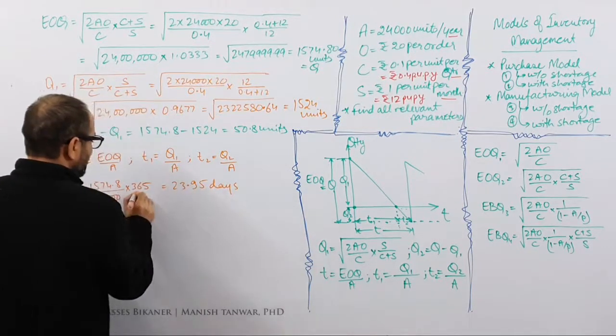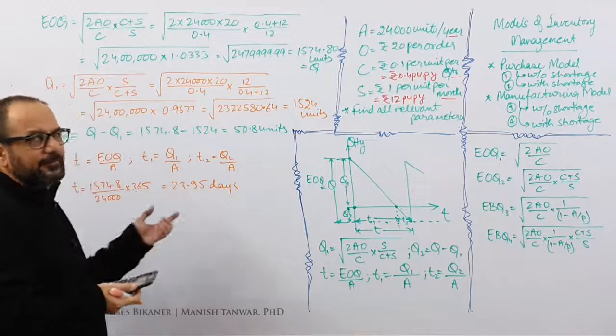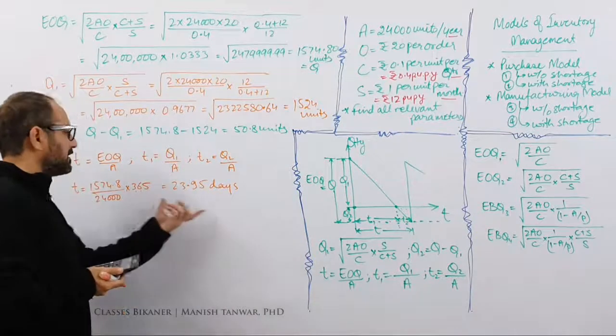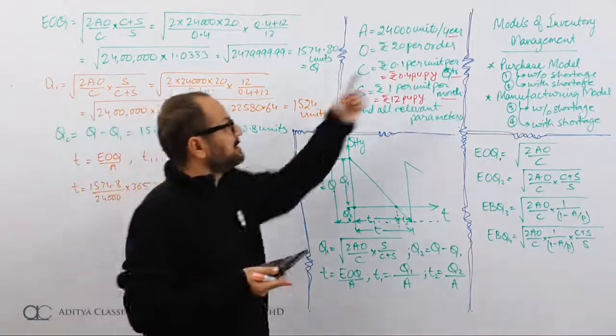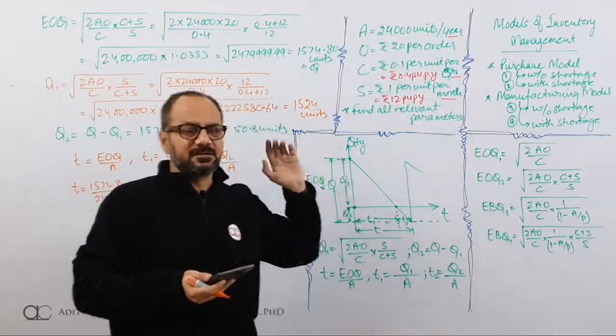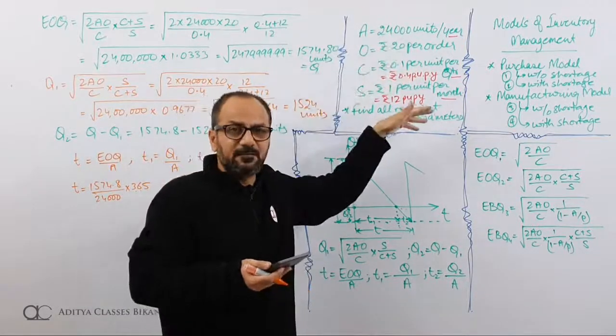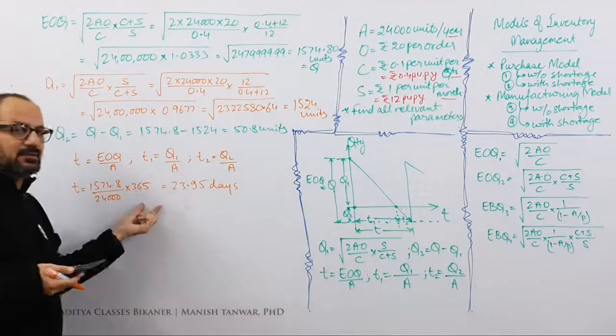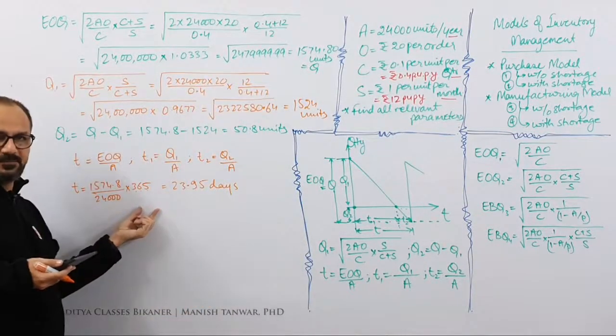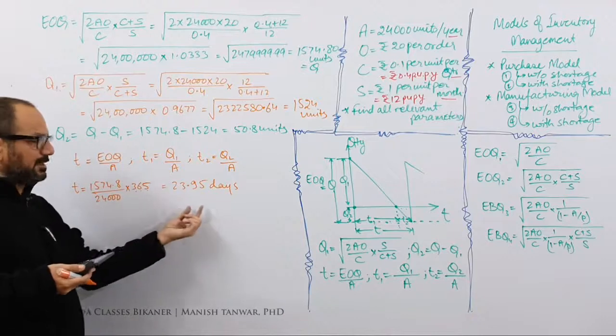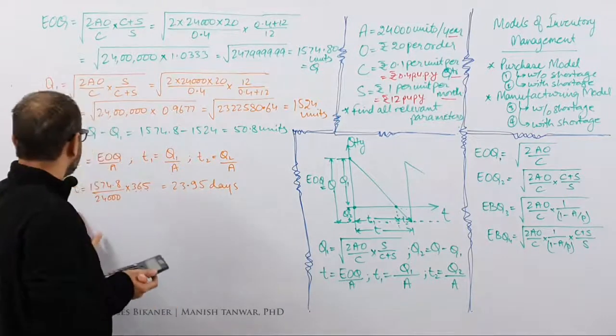Why have we done this multiplication? So that these years get converted into days. Why are these years? Because we have taken everything on a scale of years. If you had divided this by 12, everything would have been on a scale of months. In that case, I would have multiplied by 30, not 365, because a month is 30 days long. So this is my T.